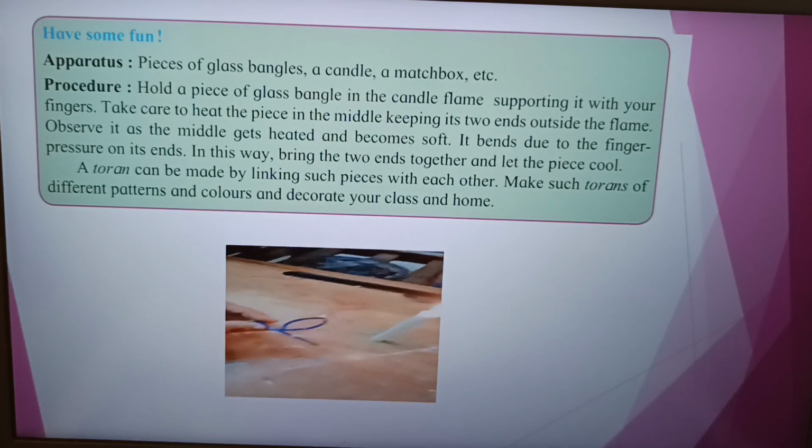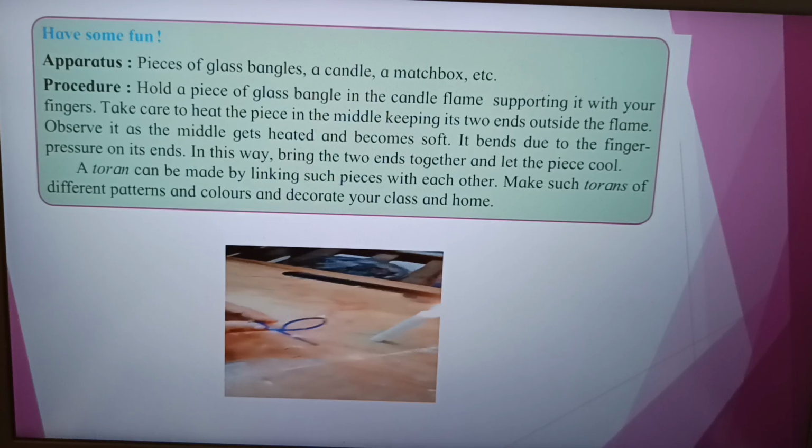So the piece of glass is not broken, however it became soft and turned and a new pattern was formed. So they are asking you to make some patterns out of these pieces of glass. But make sure that you do this experiment under the supervision of an adult, right? It can be your parent or teacher. So don't do this alone.